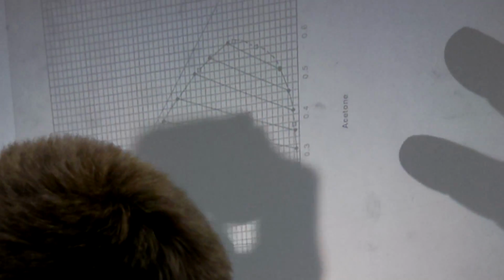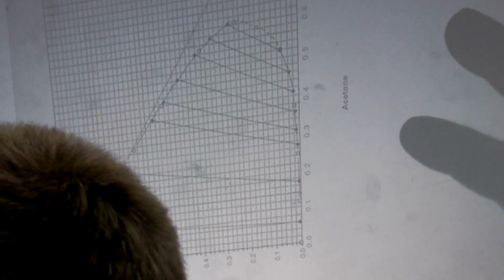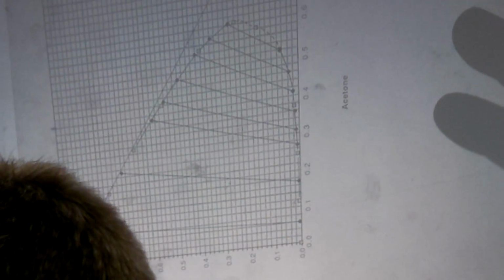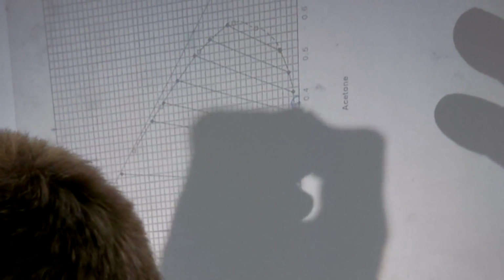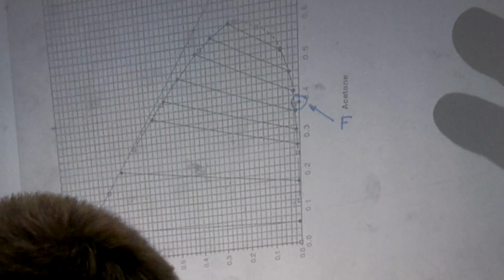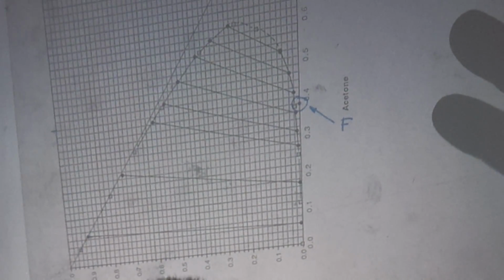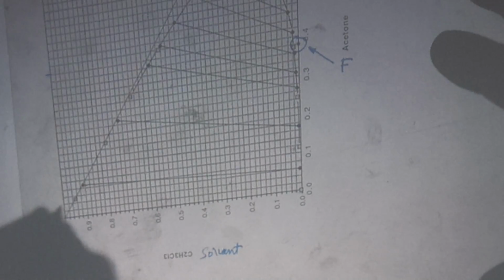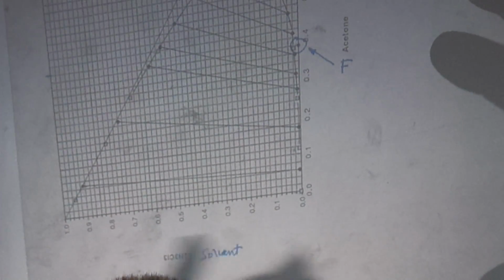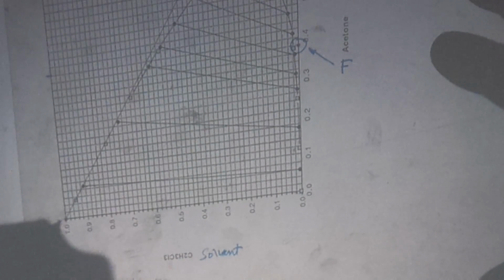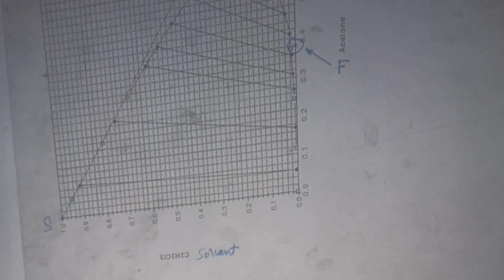And where do we put the point? We know it's 38% acetone, so we know it's where? Very good. Mark pointed out that it'll be right there because there's no solvent in it. Okay? So that's our feed. And our solvent is 100% trichloro, whatever. That's right there. All right, so F plus S equals M, right? So let's go on and plot, draw the FS line.